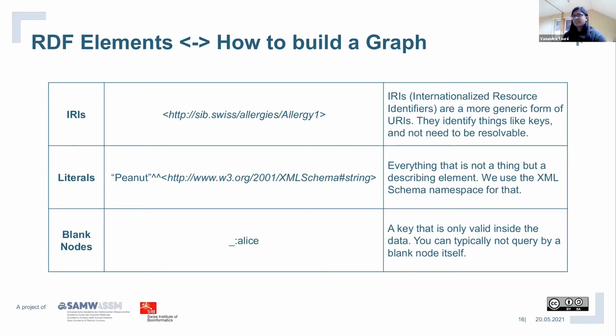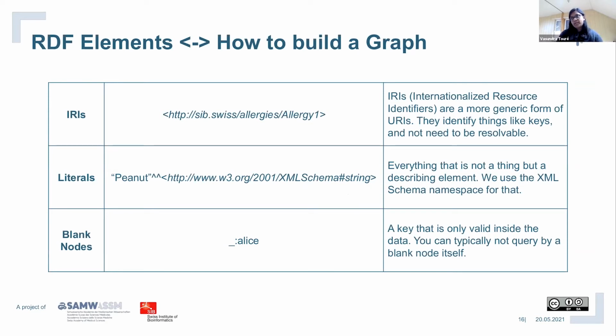Then the second type of element that we can use are literals. Literals are basically describing a specific element. So in this example, we have the description of a peanut. And with literals, we use the XML schema namespace to tell us what type of information we have here. So the peanut here is actually a string. And with the XML schema, you can define other types of elements like integer, or if you want to specify a date, you can also have this type of tags that enables you to annotate this information.